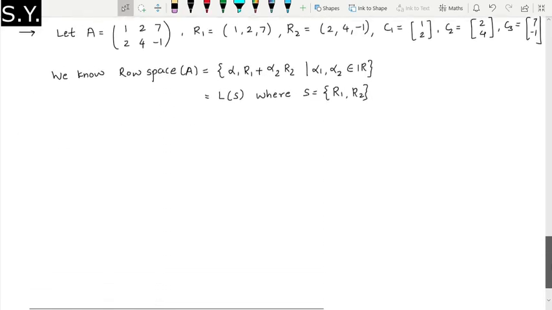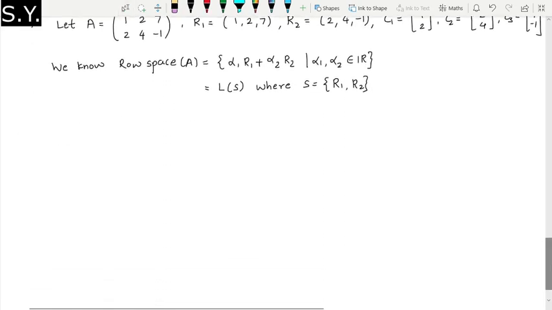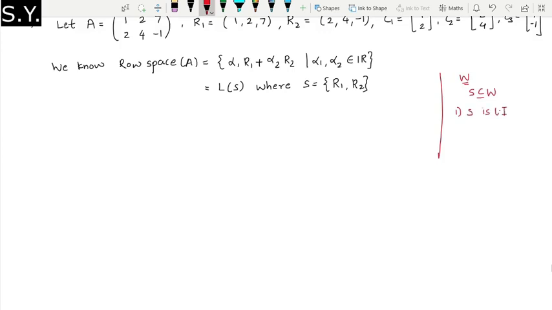Now you already know, in order to find the dimension, we are supposed to find the basis set. So just I will recall the definition of basis. Suppose you are having a vector space W, then S subset of W is said to be a basis of W. First, what should happen? S should be linearly independent, and the second thing is linear span of S should be equal to what? W.